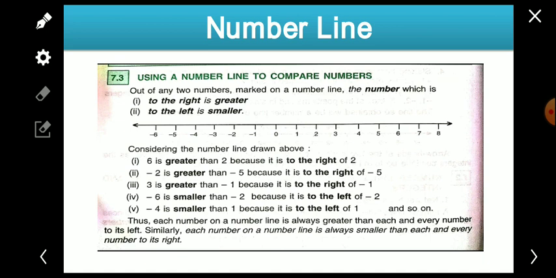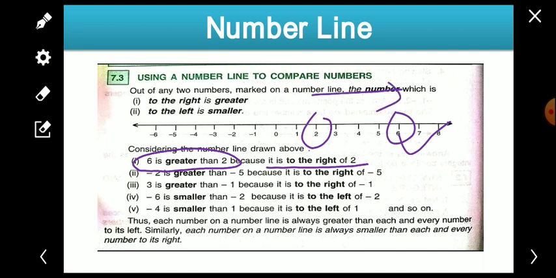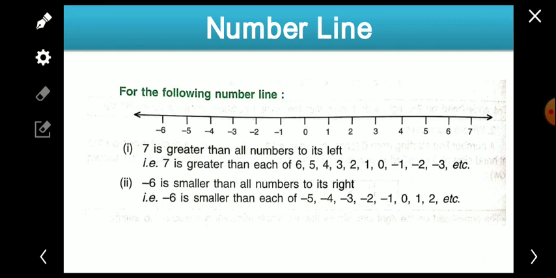So it is very easy to find out which one is the smaller and which one is the bigger number using the number line. I hope that you understood. Which number is on the right side is the bigger, and which number is on the left side is the smaller. Very simple. Some examples have been given here: 6 is greater than 2. Why? Because it is on the right side of 2, so it is bigger.